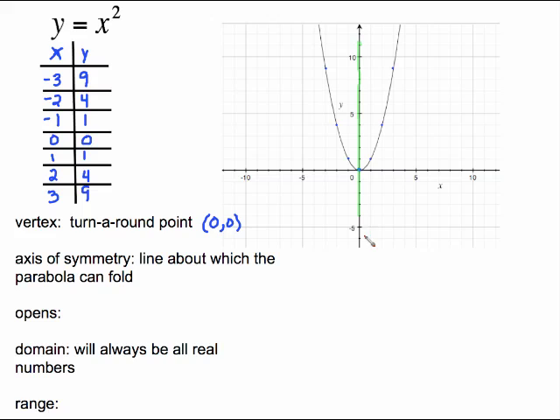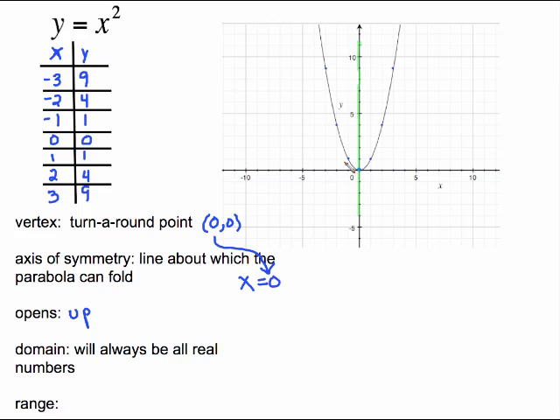The line of symmetry for this parabola is the one that goes right through the origin. It is the vertical line x equals 0. Always x equals because for this type of parabola it is a vertical line. 0 because it's just the first number out of your vertex. So if you can name your vertex, you can name your axis of symmetry. This parabola opens up.